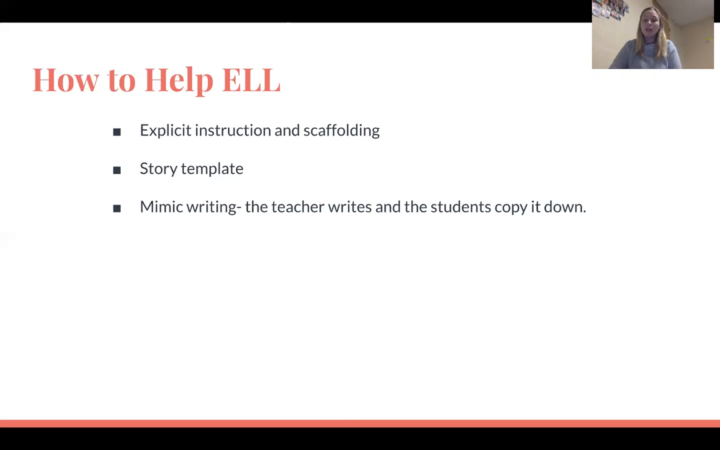And then mimic writing. This is when the teacher writes something down and the students copy it down. This will be all of my students, it won't just be the ELLs. So I'll write something on the board if it's really important or if we're taking notes, stuff like that. And then all of the students will copy exactly word for word what I've said onto their papers.